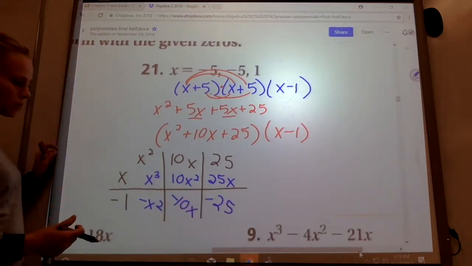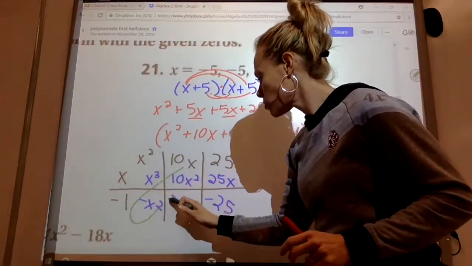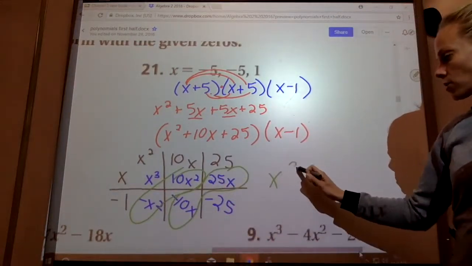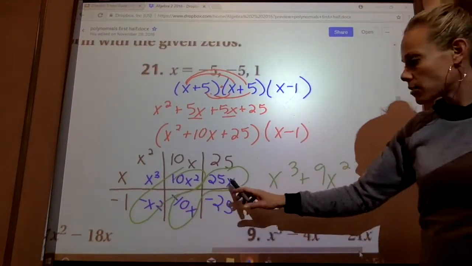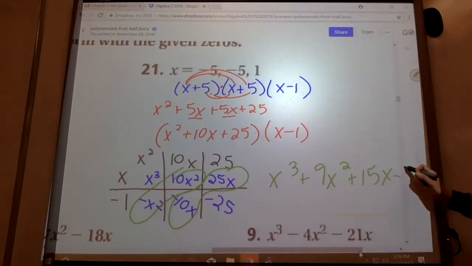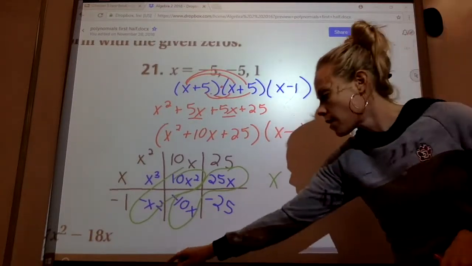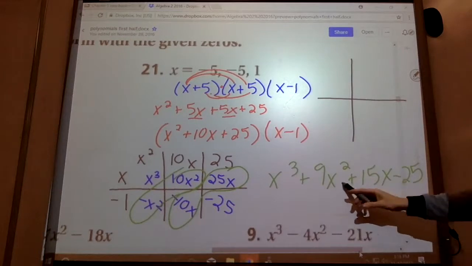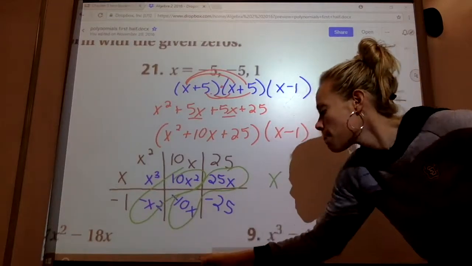So then to write the answer, I need to combine like terms. And I can see that I have two x squared terms here. I have two x terms there. So x cubed, negative 1 plus 10 is 9. 25 plus a negative 10 would be 15. And then minus 25. That's my answer. Right. So again, to check myself, if I was going to graph that, if I put this into my y equals, I should see it cross at negative 5.